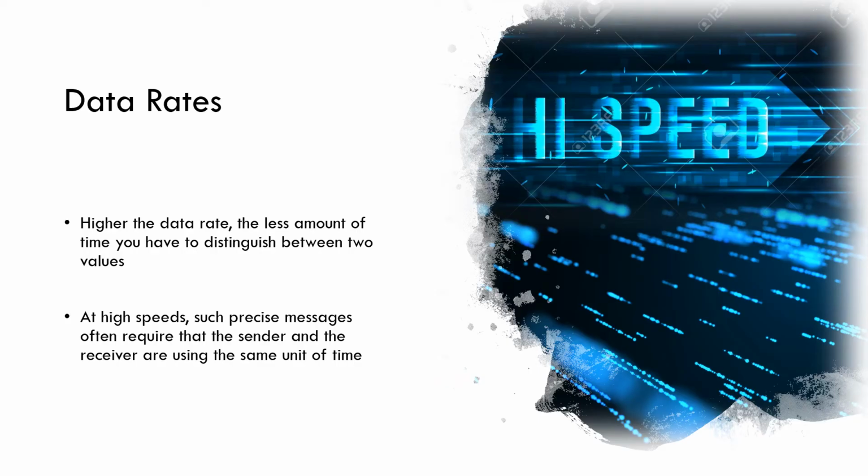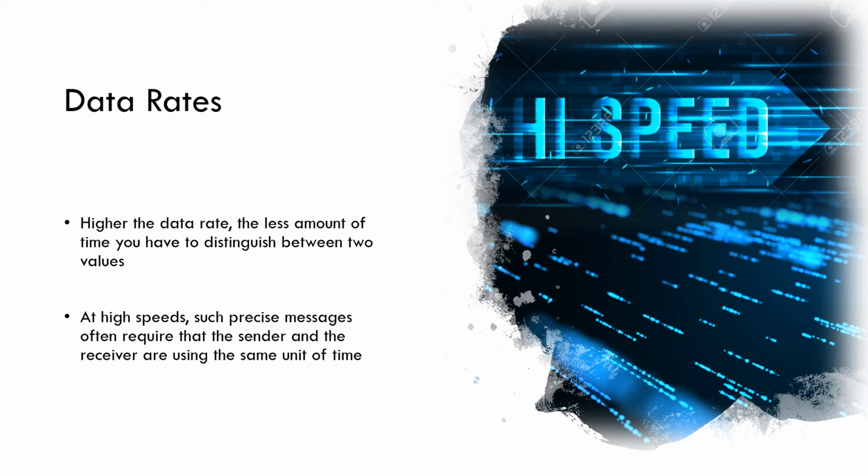Now, another reason we want as little ambiguity as possible is that we want to send messages as fast as possible. How fast data is transferred is called the data rate. The higher the data rate, the less amount of time you have to distinguish between two values. If my dots are 1 second long and my dashes are 3 seconds long, those are easier to tell apart, but the message will take longer. On the other hand, if my dots are 1/10 of a second and my dashes are 3/10 of a second, then I can transfer data faster, but it is harder to tell the difference between the two.